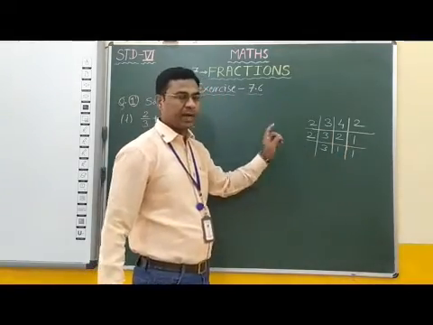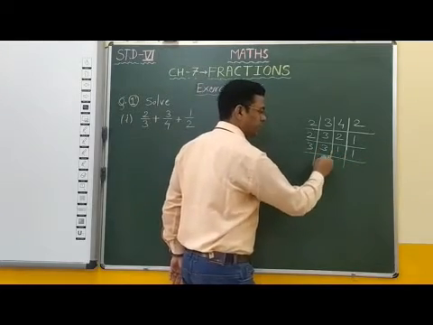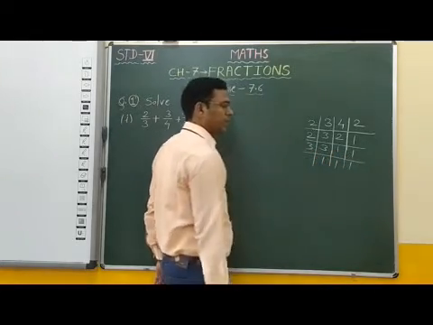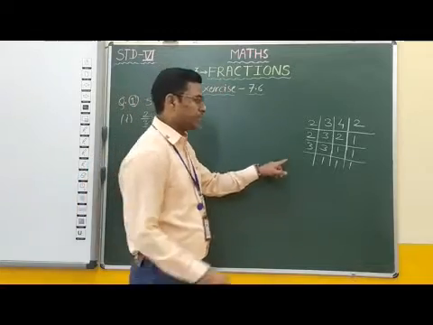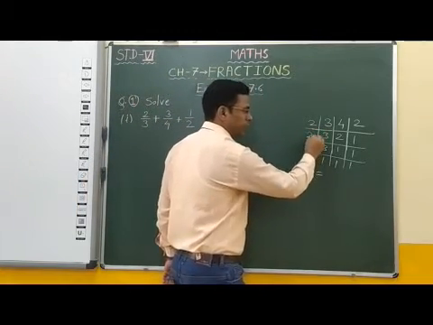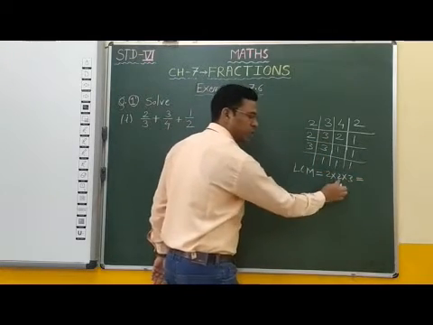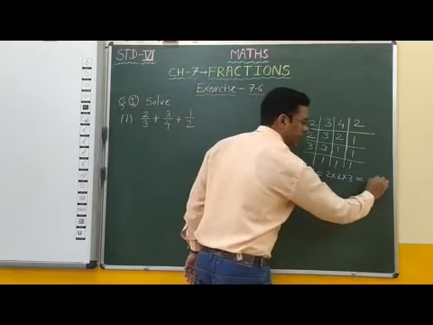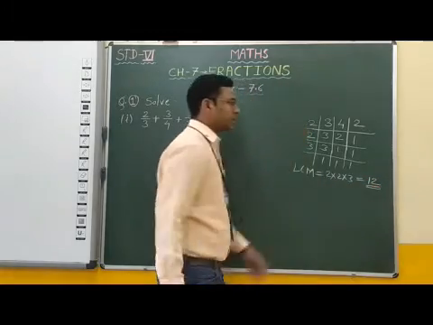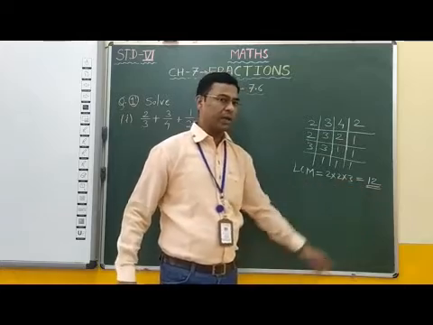Now 3 is divisible by 3. Therefore we can write here 3. 3 1s are 3, and 1, 1. Therefore students, LCM is equal to 2 into 2 into 3. 2 2s are 4, 4 3s are 12. Therefore students, LCM of 3, 4 and 2 is equal to 12.